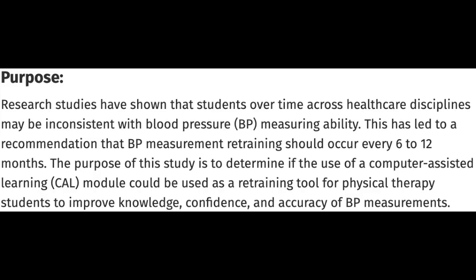So to give you a brief introduction to the study, we all know that across multiple healthcare disciplines, not just PT, there is inconsistencies with how blood pressure is properly assessed. And this has led to the recommendation that maybe healthcare professionals undergo retraining at 6 to 12-month intervals to improve consistency with assessment. So knowing this, the purpose of this study is to determine if the use of this CAL module that was developed by the American Medical Association specifically for blood pressure measurement training and retraining would be a useful tool to help keep our students retrained regularly to improve their knowledge, confidence, and accuracy with blood pressure assessment.